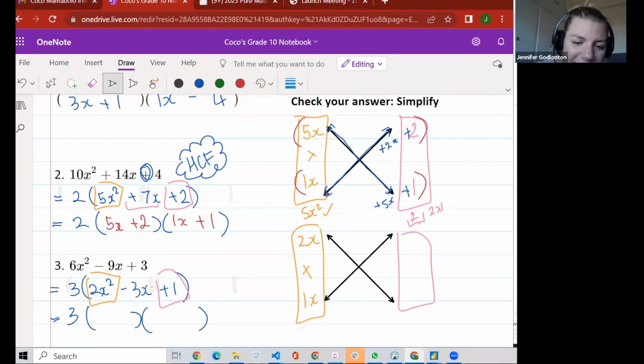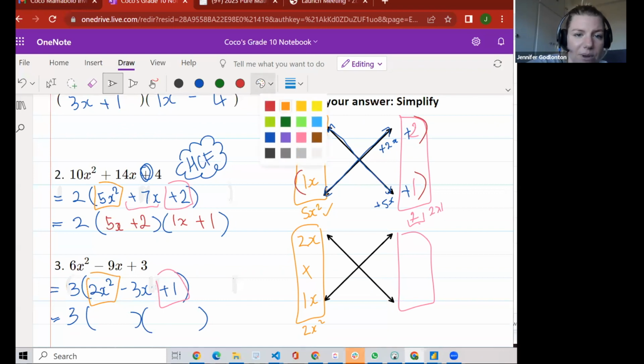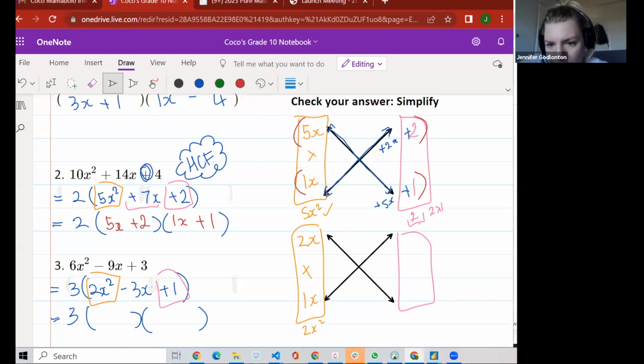So if we have 2x times 1x, that's going to give us our 2x squared, and that's going to make us happy. Then on the right with our pinks, we've got to try and get 1. The only way we can get 1 is by saying 1 times 1. It has to be a 1. Then we get to do our cross multiplication. So 2x times 1, that gives us 2x. 1x times 1, that gives us 1x. This is a plus sign, which means our signs need to be the same as that sign over there. So these are both going to be negative.